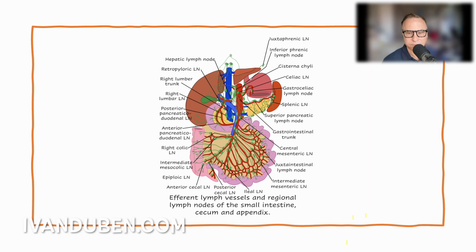Note how the lymphatics follow along with the arterial system emanating from the celiac plexus. So we have the celiac plexus, aorta coming down here, and then the splenic artery, hepatic artery. So you can see how the lymph nodes are intimately connected in and around the celiac axis.